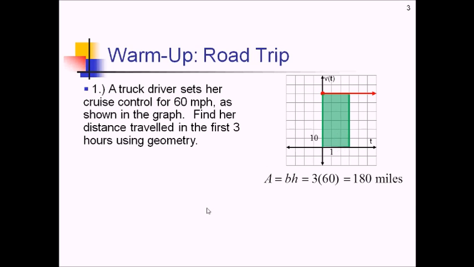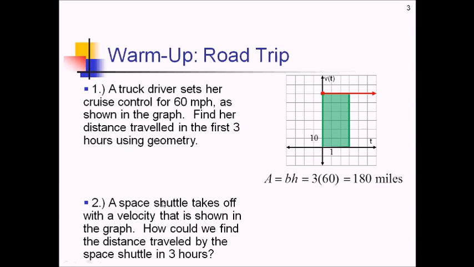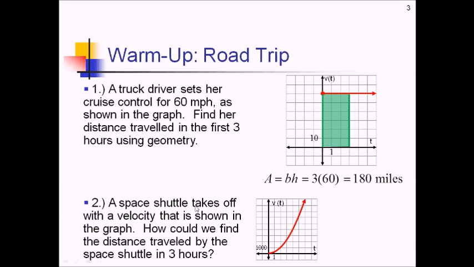So the next question then, since now we figured out that area under the curve represents distance traveled if you're graphing velocity, what if we have a space shuttle taking off with the velocity shown in this graph here? How could we find the distance traveled by the space shuttle in the first 3 hours? So if you're trying to do this the way we did it up here, it's definitely not going to be an exact match. Pause the video and see if you can figure out how you could do it, though.